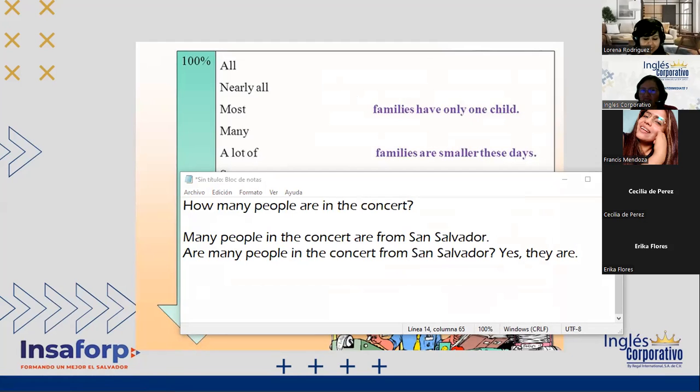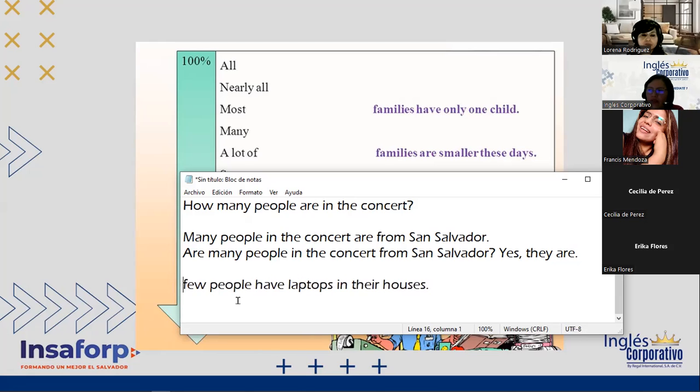I'm sorry. A few people have laptops in their houses. Muy bien. A few people have laptops in their houses. Muy bien, right? Yo aquí quizás utilizaría few people, poca gente, porque few es un poco, ¿verdad? Few people have laptops in their houses. Yes, correct. Okay. And in that case, the use is okay. And I'm talking about people in general having laptops. Very good. Excellent.